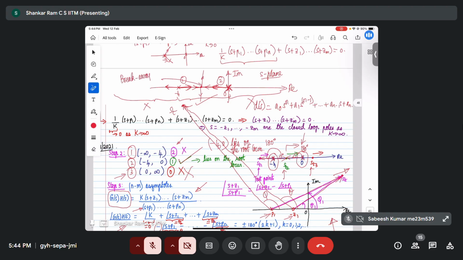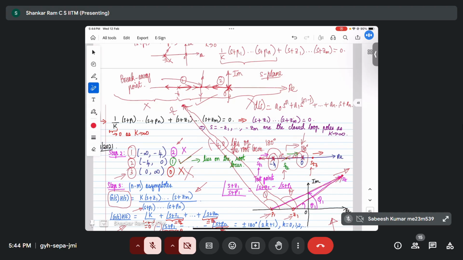I hope now the English term is clear. What is a breakaway point? The breakaway point is a point at which two branches of the root locus, which were on the real axis, go into the complex plane. That is, it is breaking away from the real axis. I hope the meaning is clear.